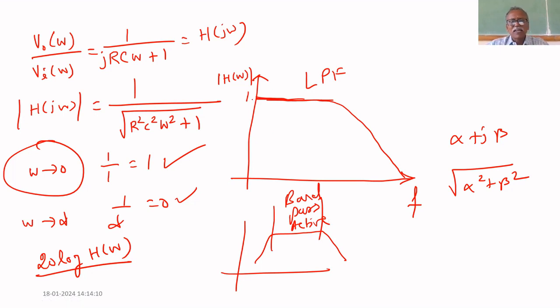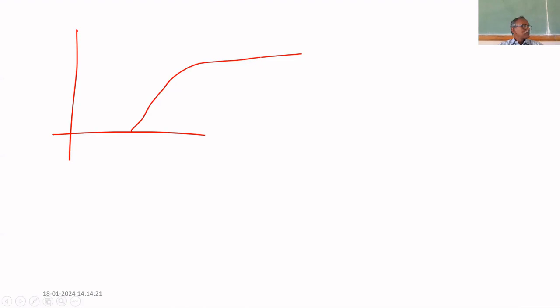This is a low pass filter. That's why at low frequency, it gives 1, no amplification. But at high frequency, it becomes 0. How is the response for a high pass filter? High pass filter will be looking like this. This is frequency versus H of omega.